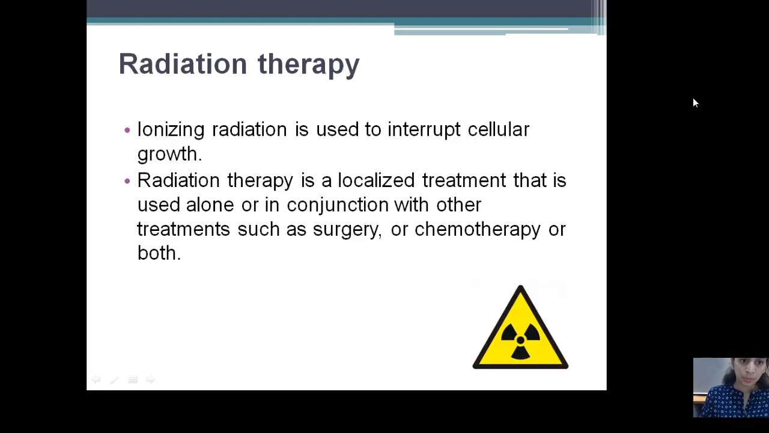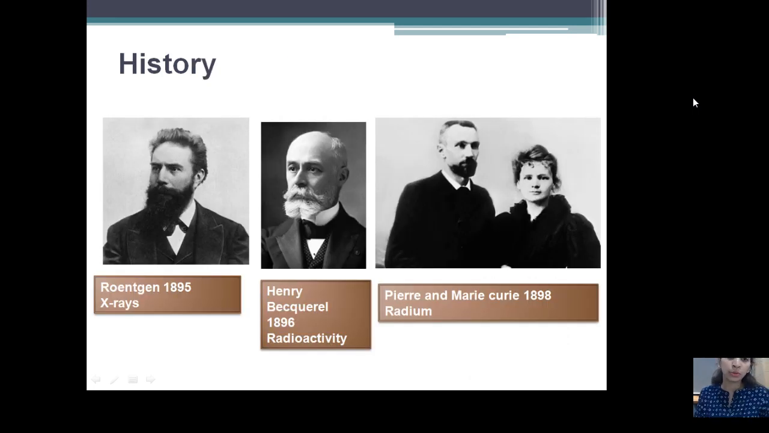So radiation therapy: ionizing radiation is used to interrupt cellular growth. Radiation therapy is a localized treatment that is used alone or in conjunction with other treatments such as surgery or chemotherapy or both. So talking about the history, in 1895, Dr. Roentgen discovered the X-ray, which was a major help in radiation therapy and led to the birth of radiation therapy.